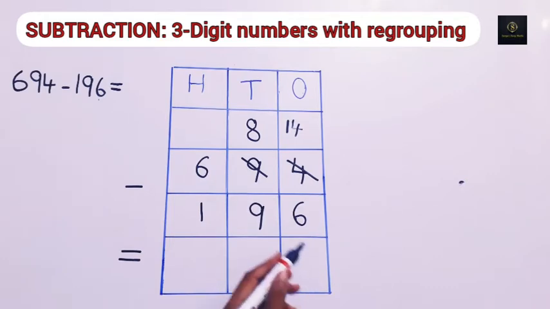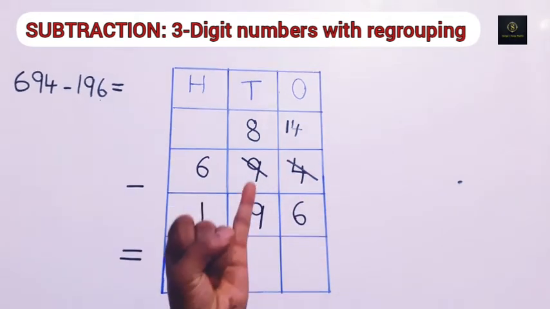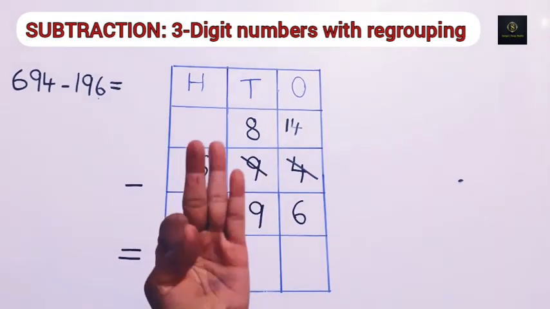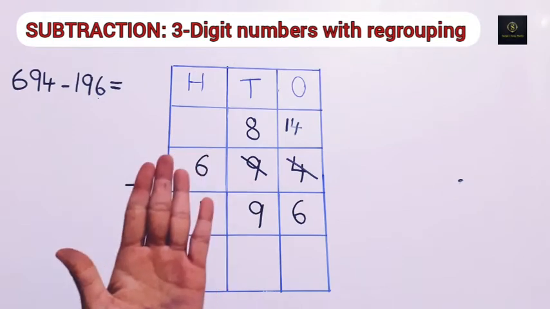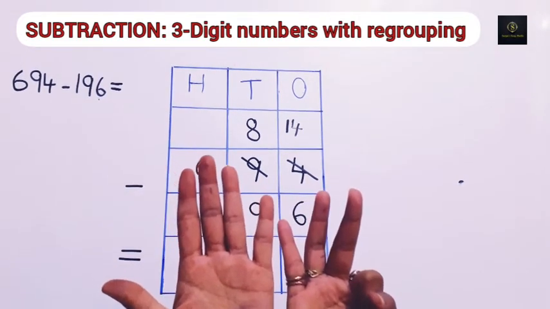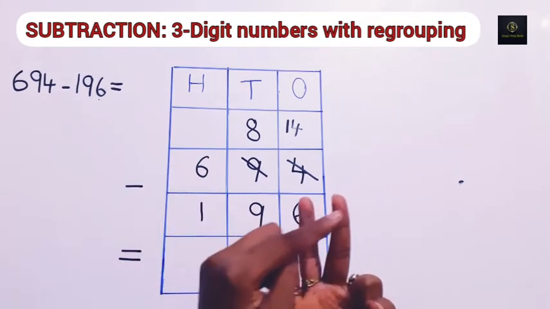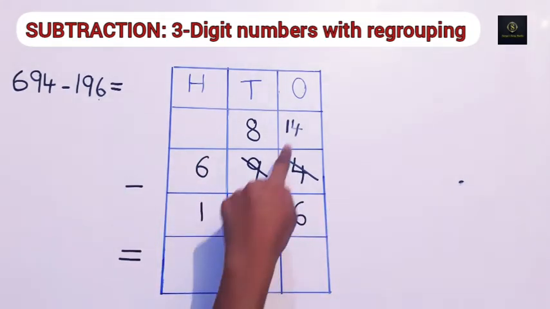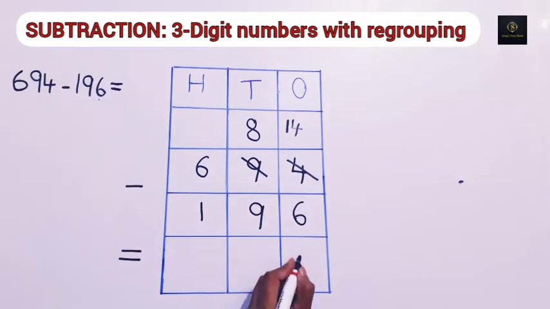Now, can we subtract 6 from 14? Yes. So, let us count after 6 till 14. That is 7, 8, 9, 10, 11, 12, 13, 14. Now, how many are these all together? 5, 6, 7, 8. So, 14 minus 6 is equal to 8. So, we write 8 in the ones place.